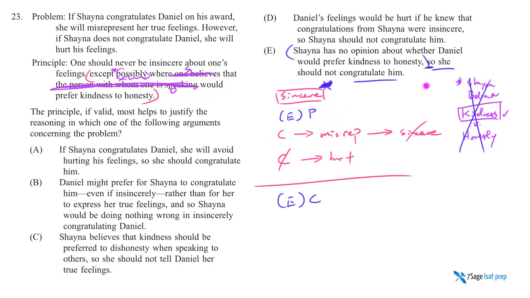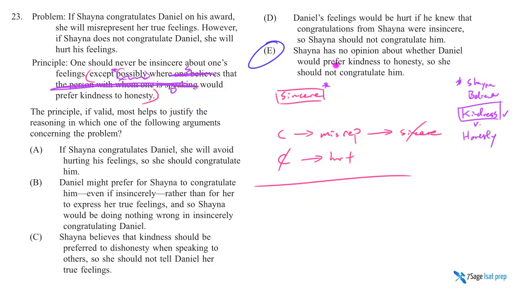And look, that's exactly what the conclusion says. You do not get to congratulate, right? You do not get to congratulate. Perfect answer choice, right? That result takes care of all of this stuff, even this irresponsible kind of possibly thing that's going on here. So that's why E is the right answer choice.